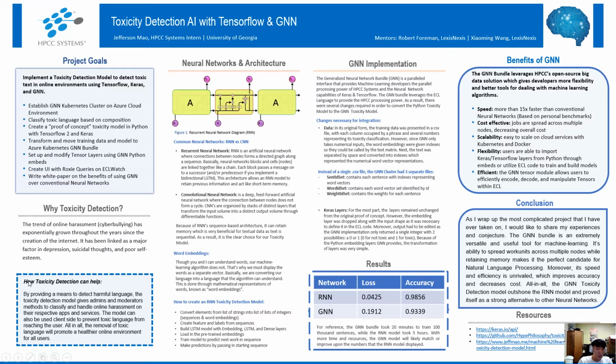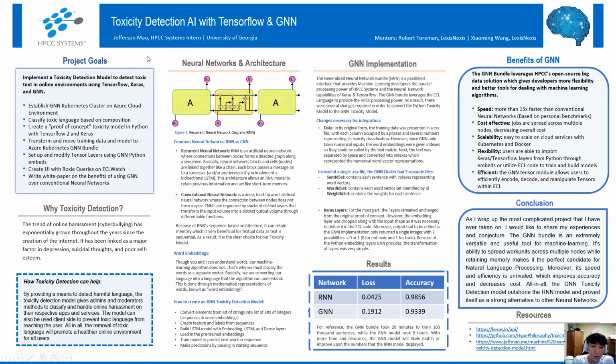Now, how can toxicity detection help? Well, by providing a means to detect harmful language, the toxicity detection model can give admins and site owners the methods to classify and handle specific harassment on their apps and services. The model can be used client-side to prevent toxic language from reaching the user, and all in all, the removal of such toxic language will promote a healthier online environment for all users.